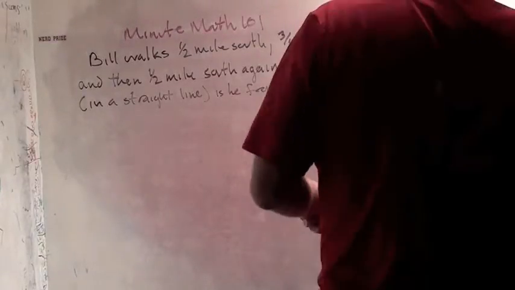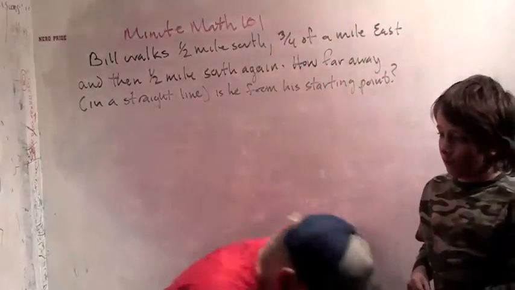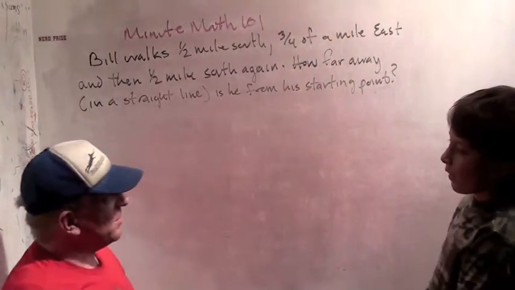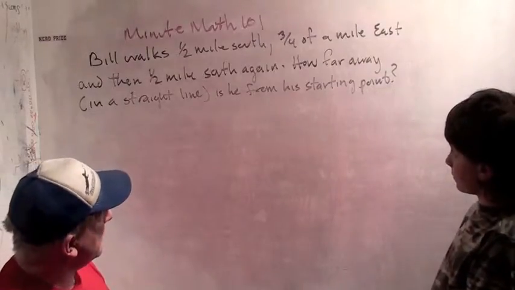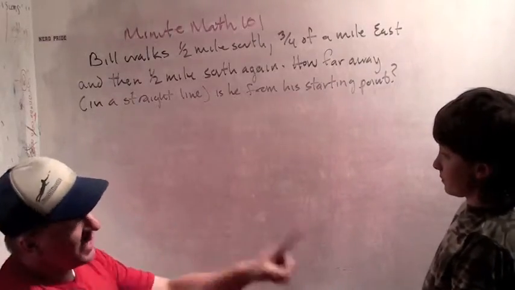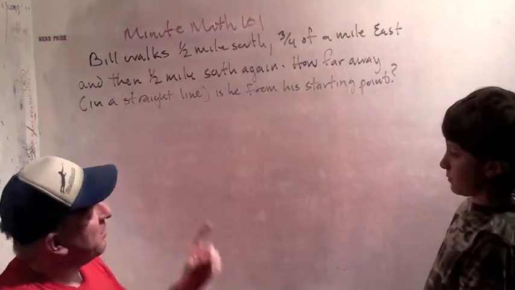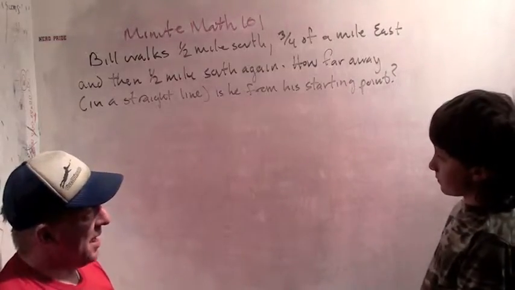MinuteMath number 101. Today we're looking at a neat little geometry problem from the Mathematical Association of America's MinuteMath page. And since today is Pi Day, we have a problem involving the Pythagorean theorem.